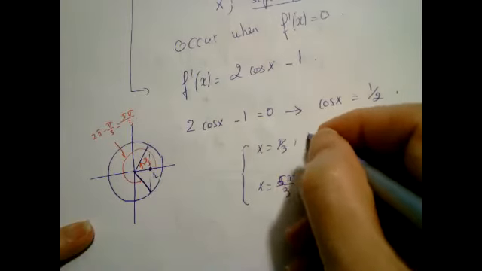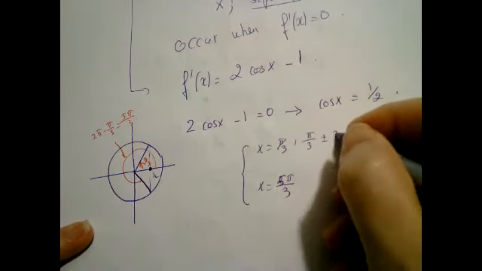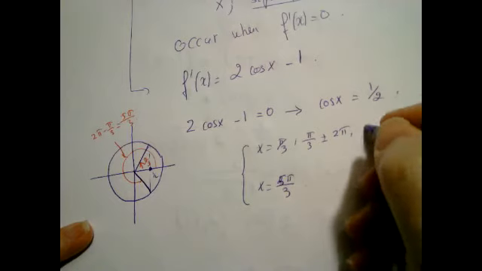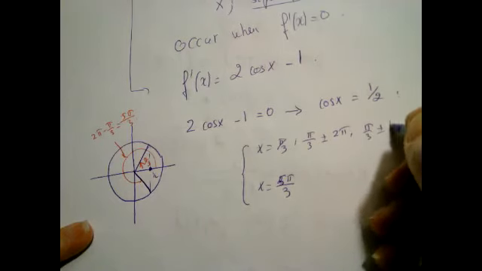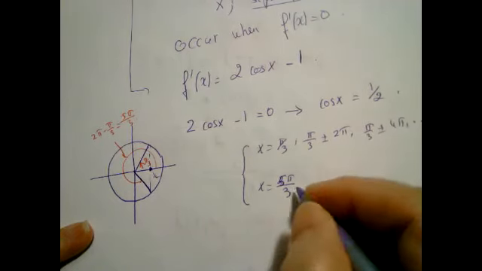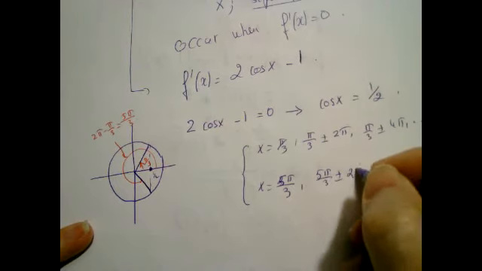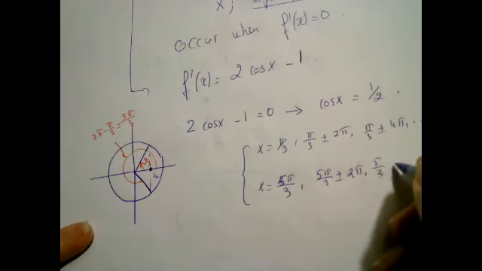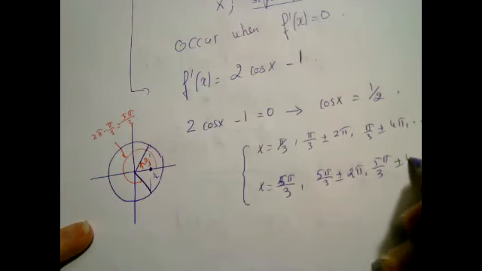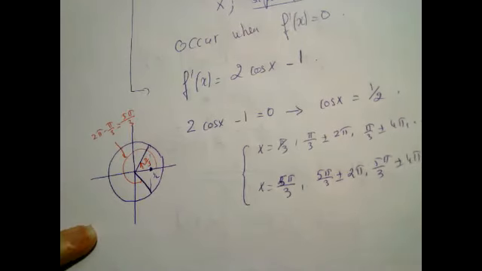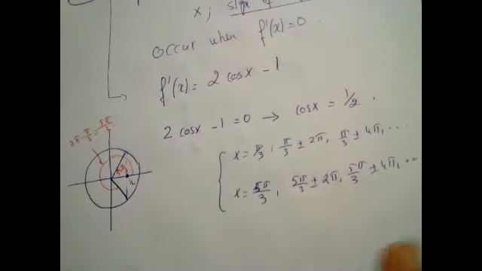Okay, but then you start adding the 2 pi's. So then you will have pi over 3 plus or minus 2 pi. You have to add both, pi over 3 plus or minus 4 pi, etc. And here you will have 5 pi over 3 plus or minus 2 pi, 5 pi over 3 plus or minus 4 pi, and so on and so forth. Okay, so you pick up from the unit circle the 2 basic angles, and then you add and subtract the 2 pi's, and you get everything else.